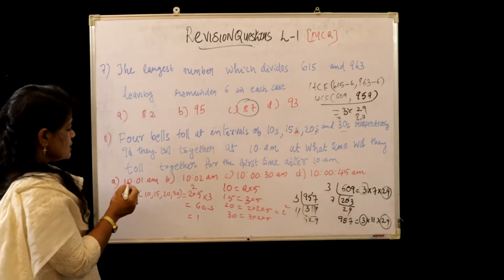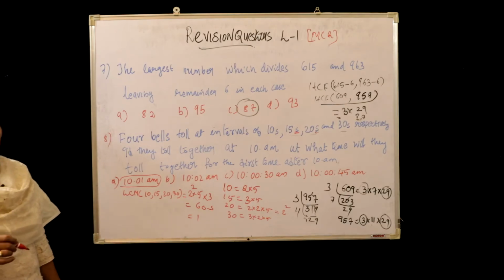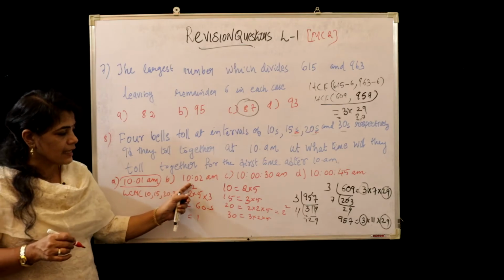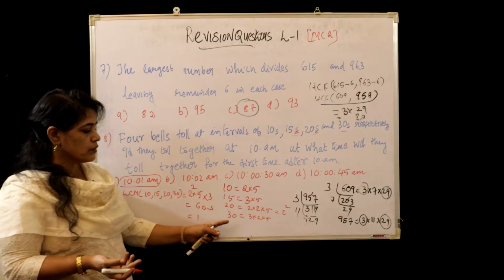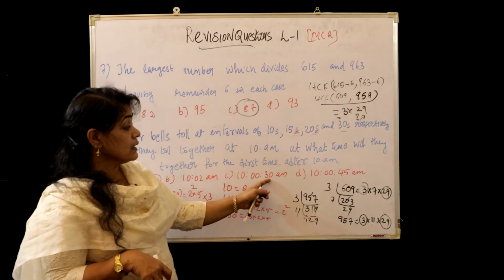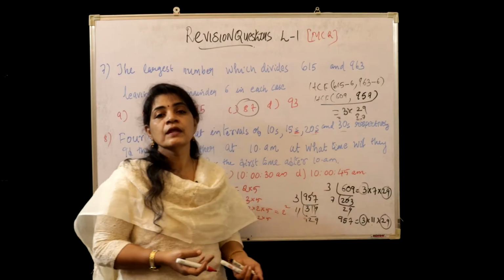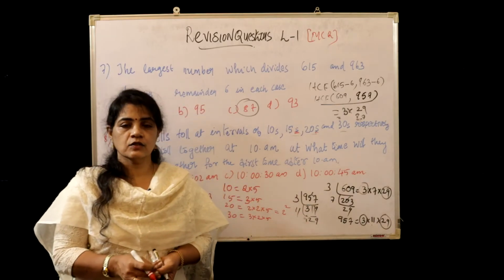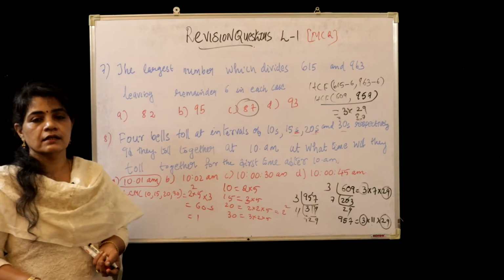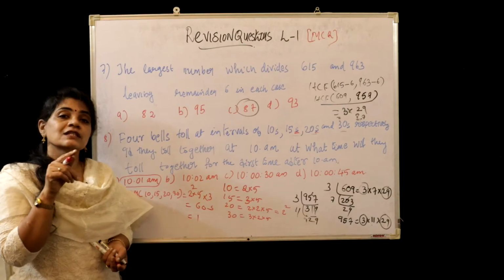You see the options here. Here comes the correct option, that is 10 hours 1 minute. Here is 10 hours 2 minutes, that is wrong because we got 60 seconds, which is 1 minute. Here 10 a.m. 30 seconds. Here 10 hours 45 seconds. So the correct option is the first option, after 1 minute. That means you have to add 1 minute to the last time at which they toll together.